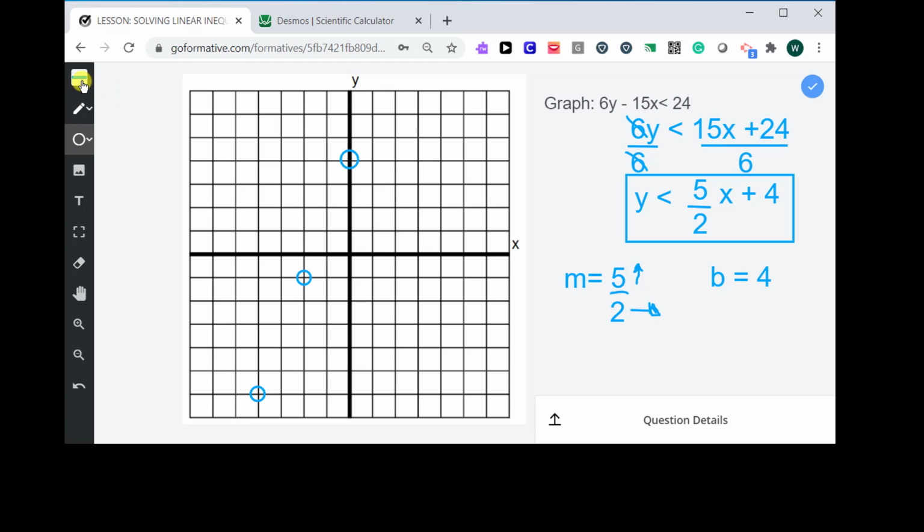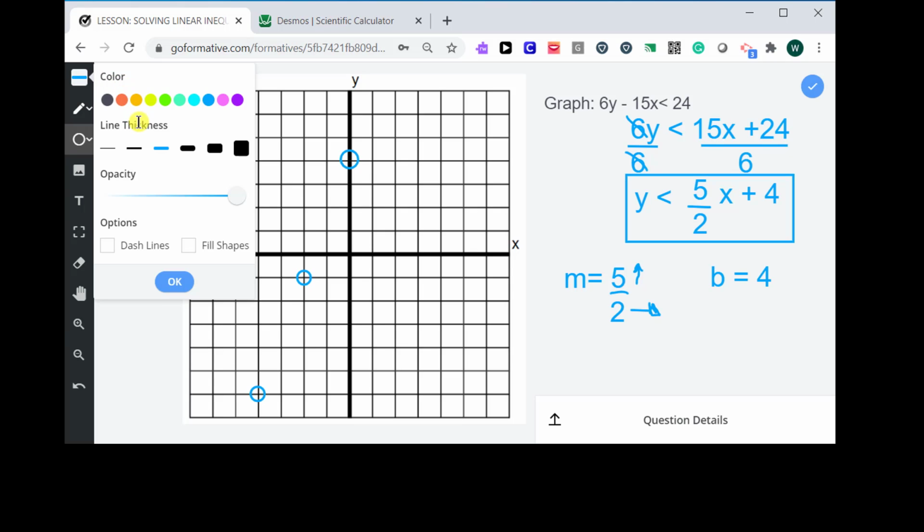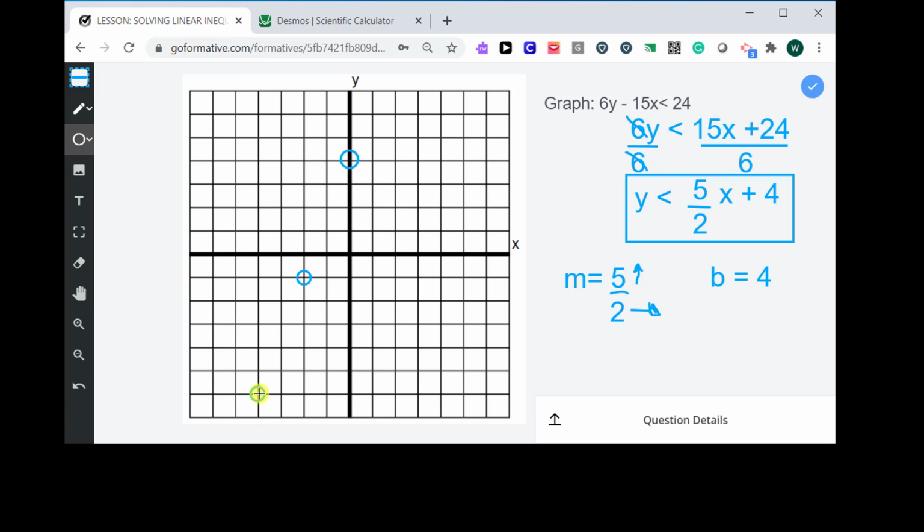To do my dashed line, I'm going to click right here, and I'm going to click on dashed lines right there, and I can click OK, and then I select one of the points. Whoops, I forgot to change to straight line. So click right here, click straight lines, and then I click right there, and then I go through the 3 points that I have. Okay, and if you notice right there, I'm trying to go through the intersection of the grid line to make my best line that goes through those 3 points. So right there is my line.